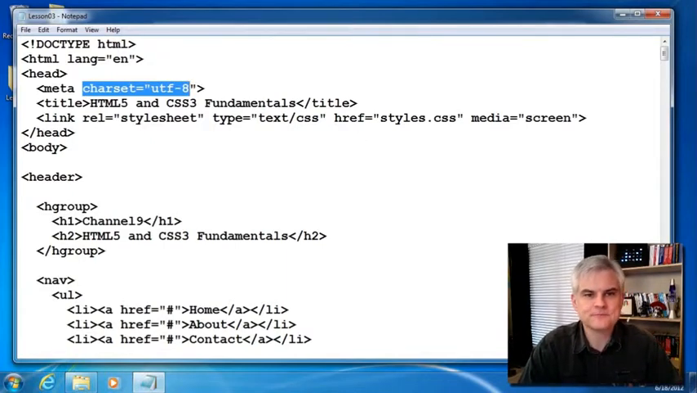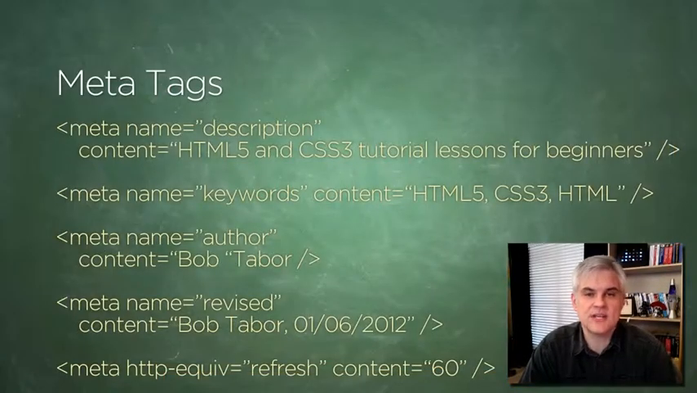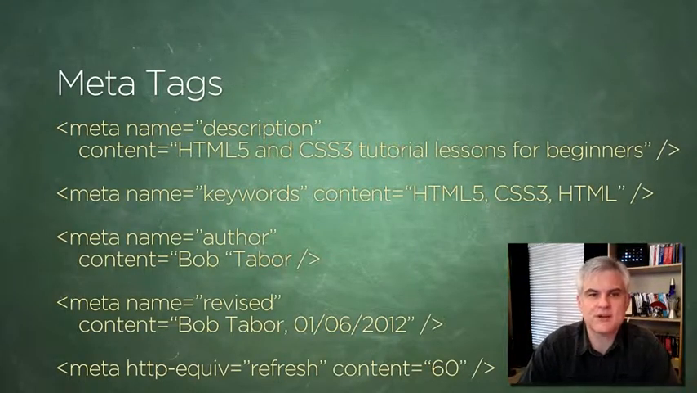Okay? Okay, so what other types of meta tags could be added instead of or in addition to the charset UTF-8? Well, take a look on screen. I've got a couple of examples here. We have a description, keywords, an author, a revised, and then also a refresh.